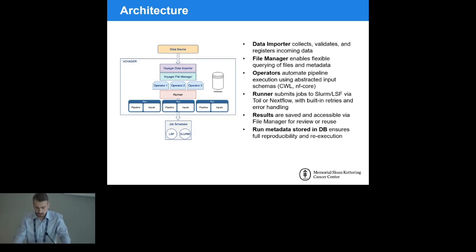The runner then takes the run and submits it to the appropriate job scheduler, LSF or Slurm. The runner uses Toil for the CWL and Nextflow for the Nextflow pipelines. We use the built-in functions from Toil and Nextflow to handle the errors and retries, so we can prevent failures. When the run is completed, the outputs are stored back in the file manager, and from there they can be reviewed or reused by some additional operator for additional analysis. And because each run is saved in our database, we are able to rerun any analysis at any time on any of the supported schedulers.